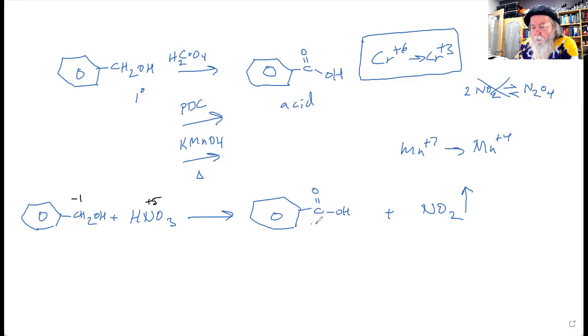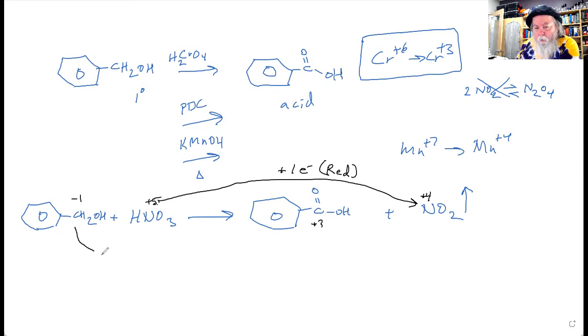Here we have a +3 carbon for the acid. And here we have a +4 for the NO2. We couple together like atoms undergoing change in oxidation number. So to go from +5 to +4, you have to gain 1 electron. Gain of electrons is reduction, and that makes perfect sense. Because nitric acid is the oxidizing agent, it's being reduced. The alcohol is going from -1 to +3, so that is a loss of 4 electrons. Loss of electrons is oxidation.